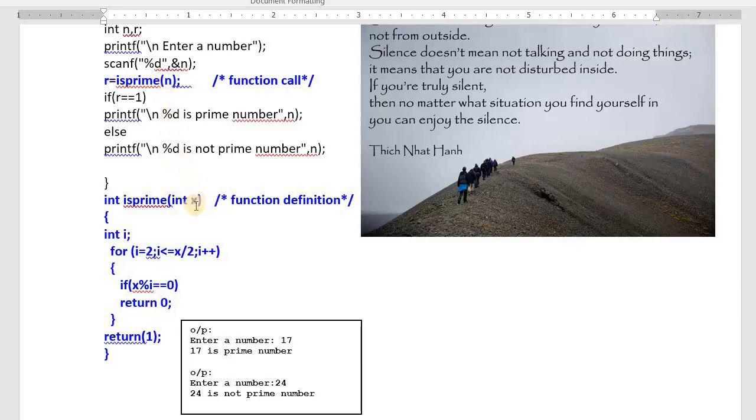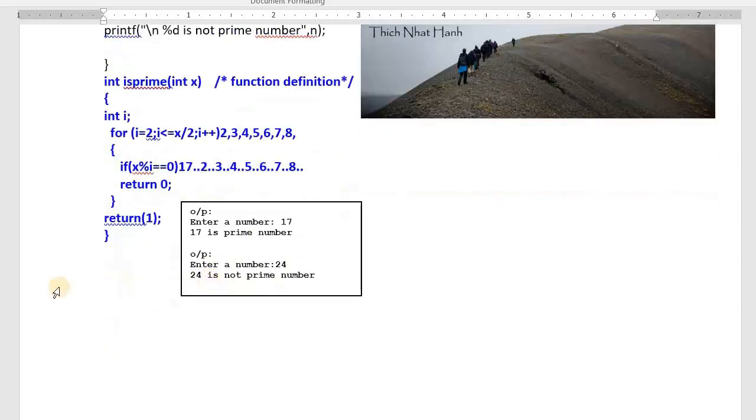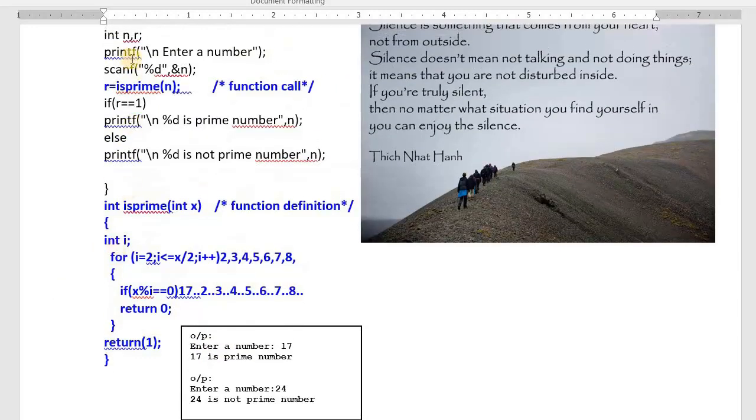Now I am giving 17. 17 will be transmitted to x. You have to generate the numbers from 2 to 17 by 2. 17 by 2 is how much? 8. 2 less than equals to 8? Yeah. 3, 4, 5, 6, 7, 8. It will check whether 17 is divisible by 2. No. By 3? No. By 4? No. By 5? No. By 6? No. By 7? No. By 8. For loop is completed. Return 1. 17 is prime number. That one will be stored in R. Whether R is 1? Yeah. 17 is prime number. Program is over.